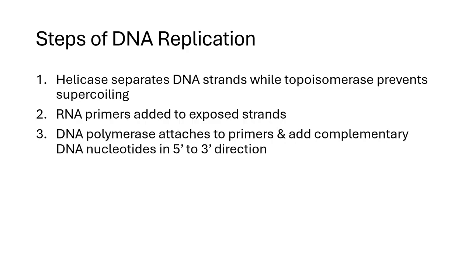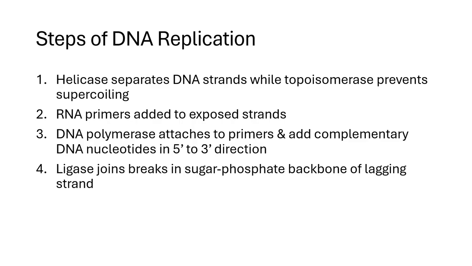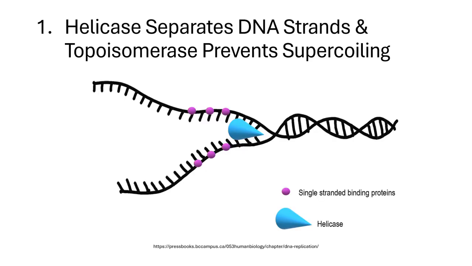The third step is going to be DNA polymerase attaching to the primer and adding in complementary DNA nucleotides. This is going to happen in the 5' to 3' direction. And then any breaks in the sugar phosphate backbone that are present are going to be fixed by ligase. And we'll talk about why there are breaks in the sugar phosphate backbone in a few slides when we talk about lagging strands. So here's the first step. You have your 2 strands of DNA separated.